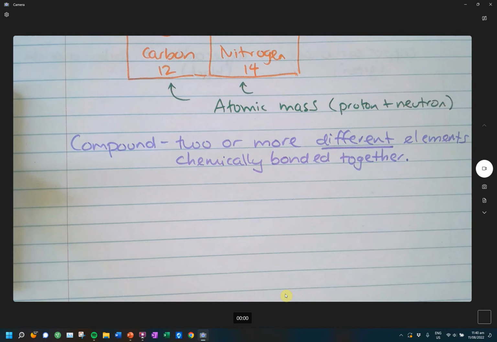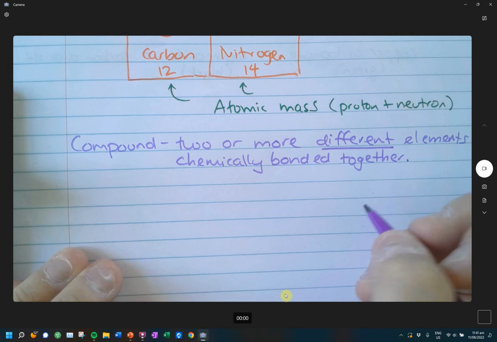So first off, we are thinking about what a compound is. They are two or more different elements that are chemically bonded together. Different is a really important key word, and chemically bonded is also another key important word. What that means is that those two atoms are attached to each other. They have some sort of hold on each other.